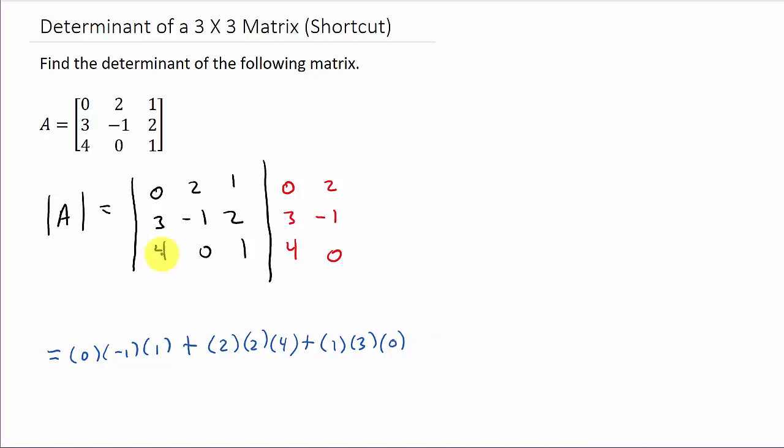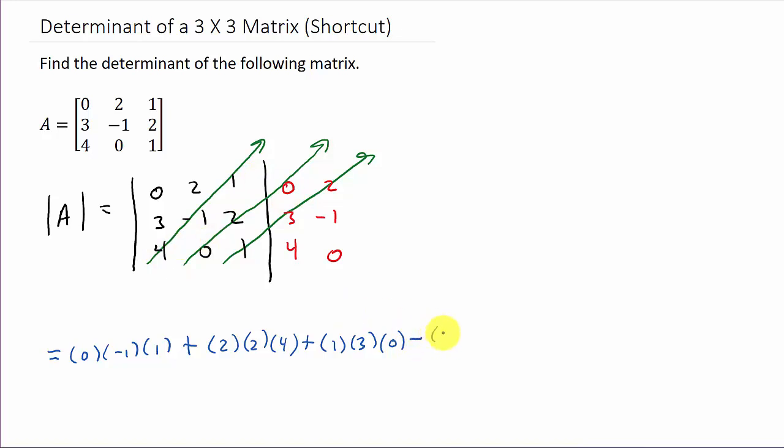First I went across the top and drew my diagonals going down. Now we're going to go across the bottom, but we're going to draw our diagonals going up. I'm going to do the exact same thing: multiply these three, then these three, and then these three. The difference is these results I'm going to subtract. So let's multiply these.